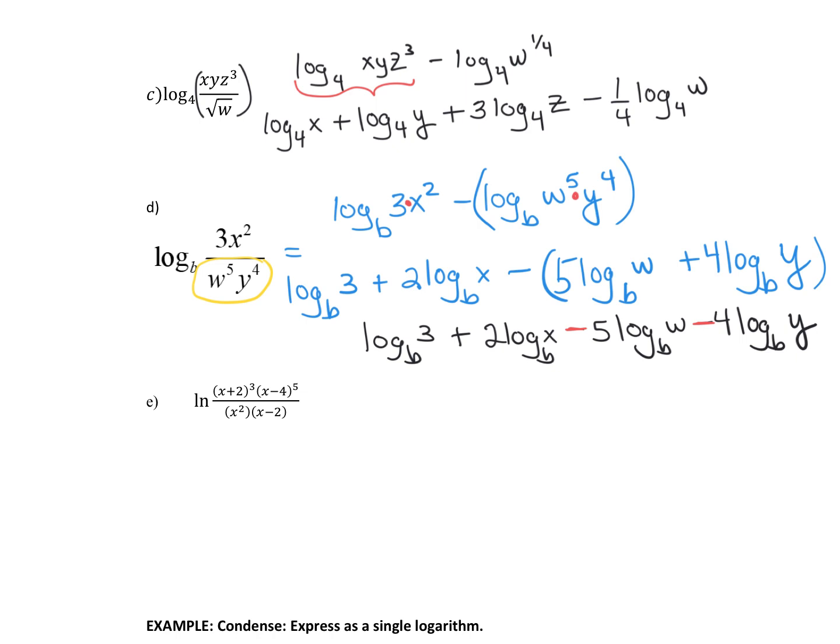All right, this is more typical of what you would see in calculus. First of all, because it's a natural log, and second, because the expression is a little bit more complicated. So again, I'm going to start with the natural log of the top. (x plus 2) cubed times (x minus 4) to the 5th minus the natural log of x squared times (x minus 2).